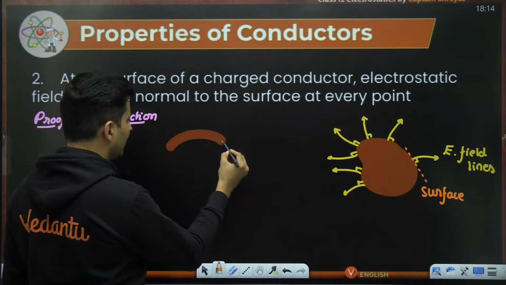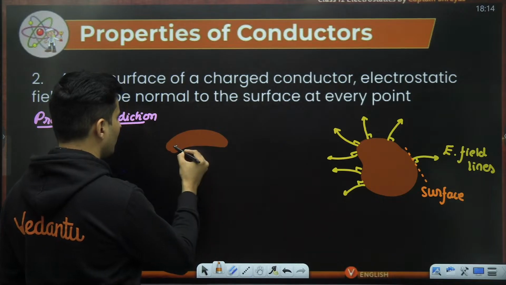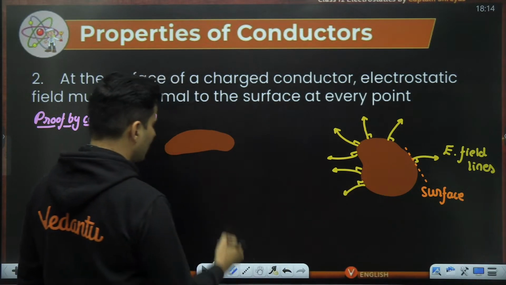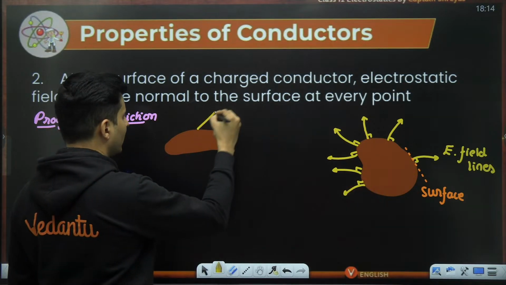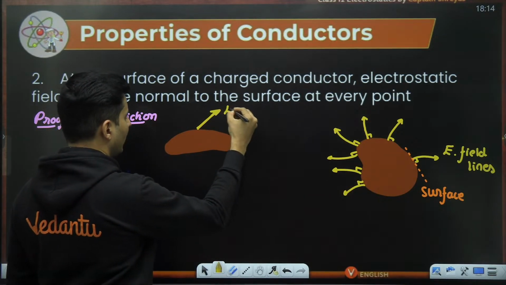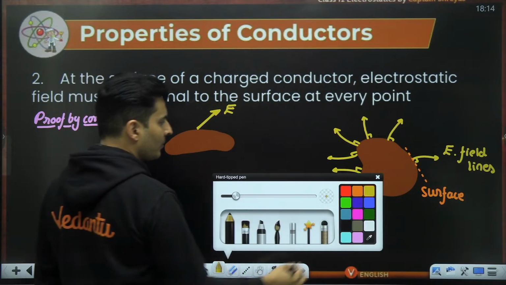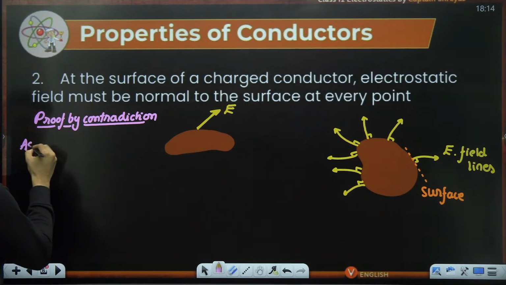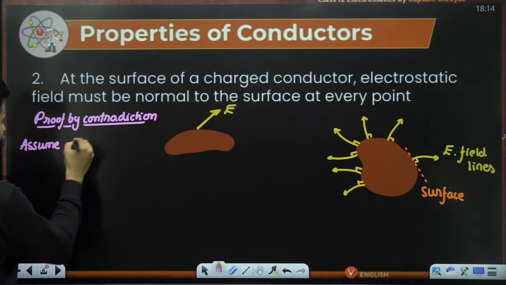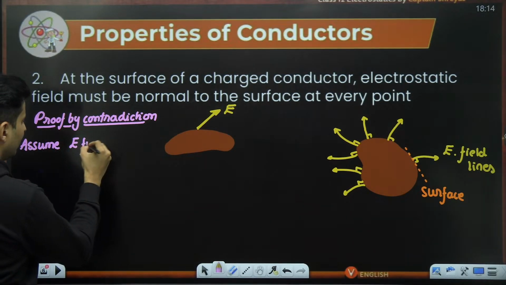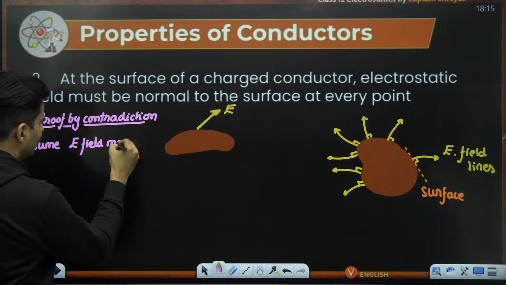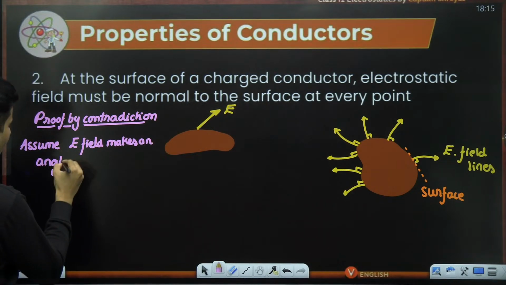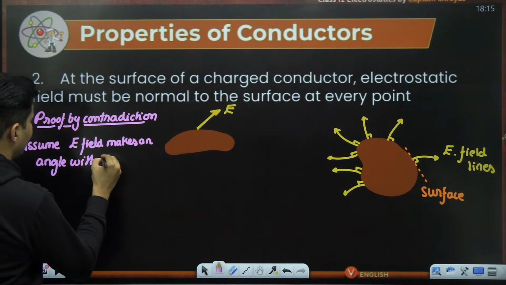So let's assume that this is the conductor surface, and let's say that our electric field is not perpendicular. So our electric field is making some angle. So by proof by contradiction, just like over here, let's assume that the electric field makes an angle with the surface.